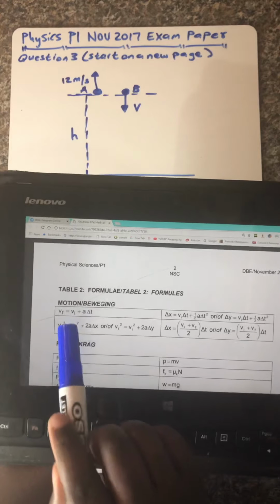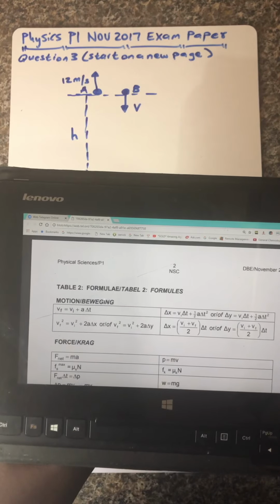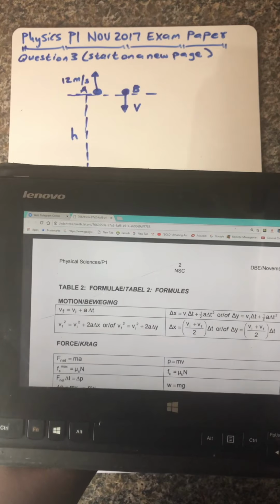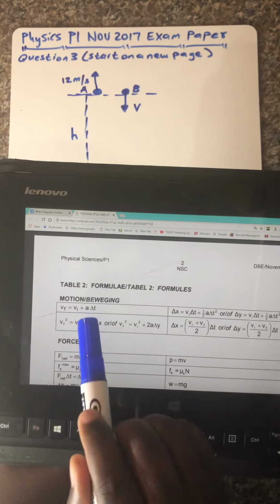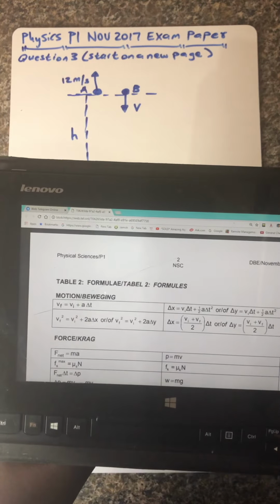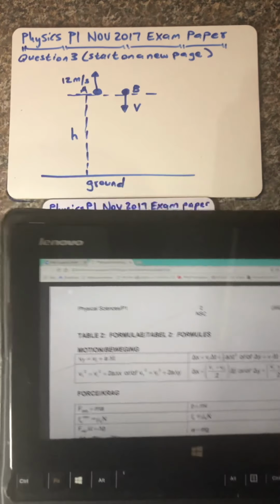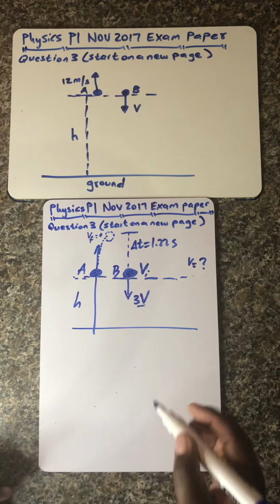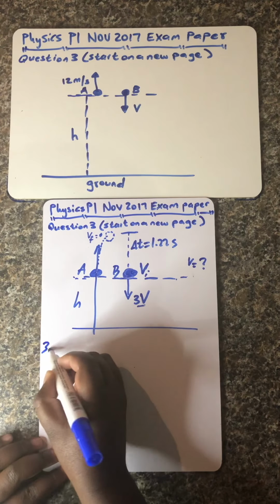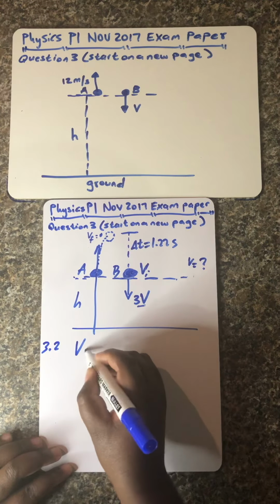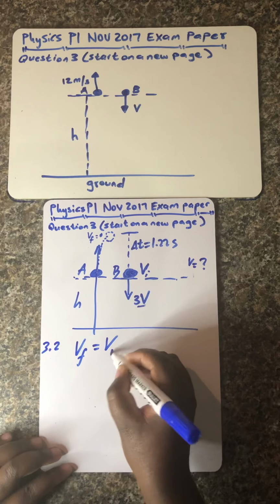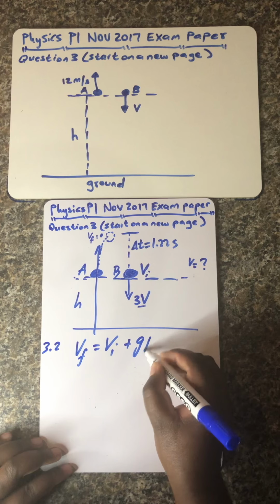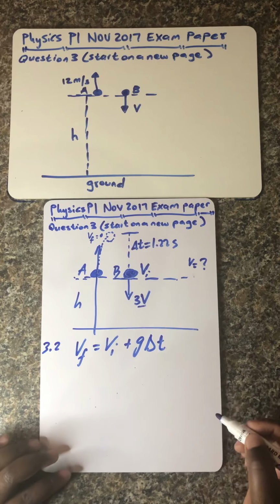So let's check. Have we got final velocity? It seems like we do. Have we got initial velocity? We do. The acceleration remains the same. In this case, it's gravitational acceleration. So it seems like even for this question, we'll be using the same formula, which is v final equals v initial plus g, a change in time.